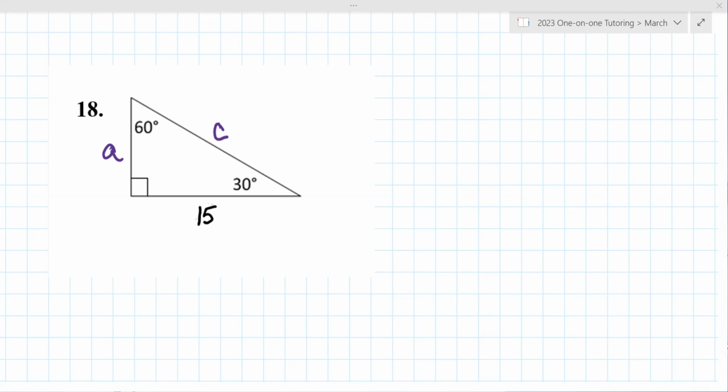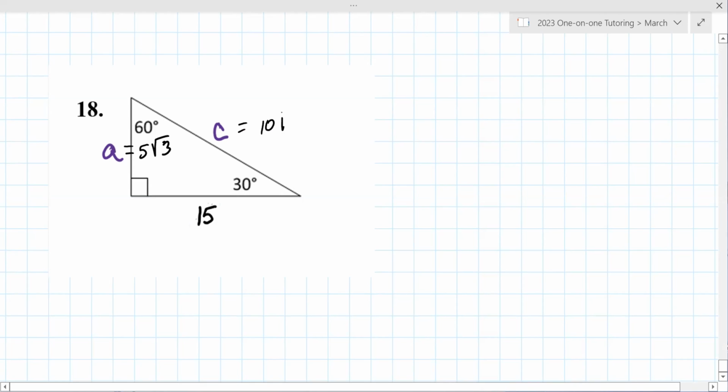So A, I don't know, I'm telling you that. Wait, that wasn't the answer. No, this is interactive. It's good for me to hear you. Okay, wait. A is 5 square root 3, good. And then C is 10 square root 3. You got it.